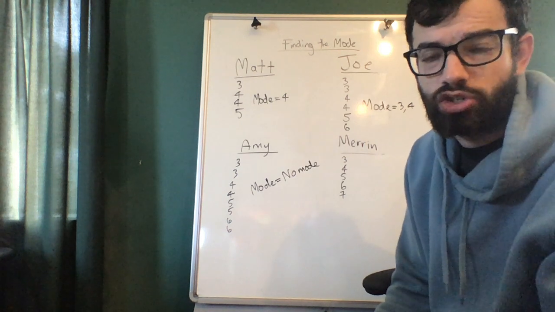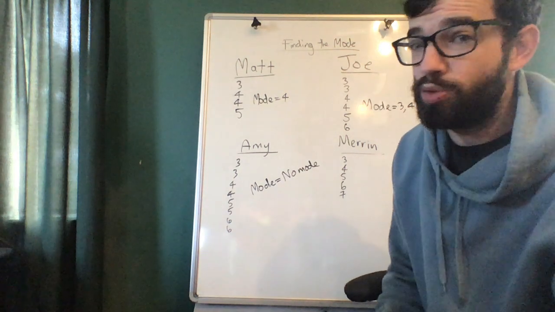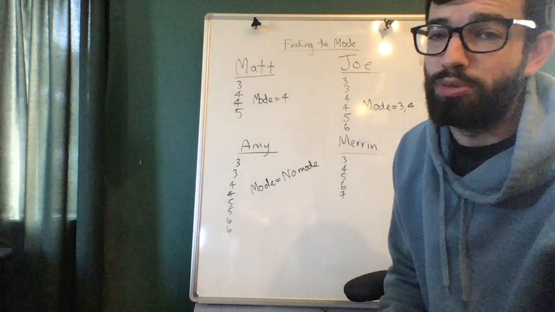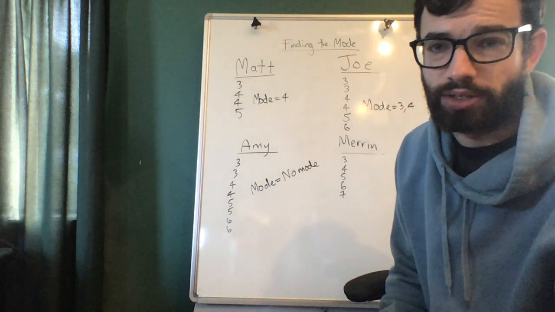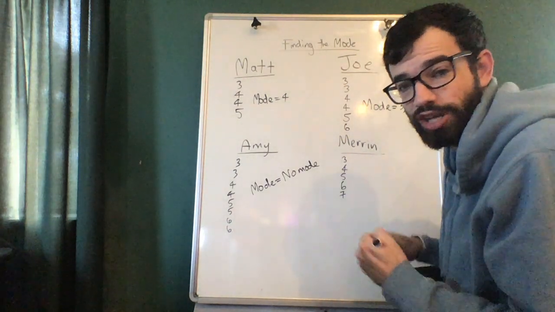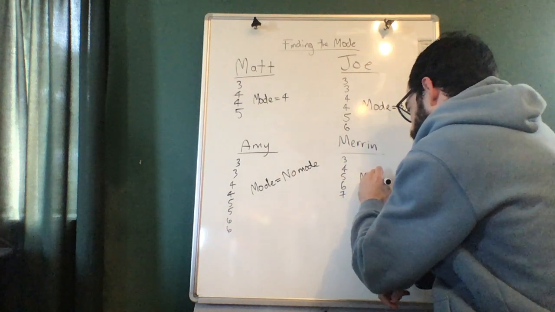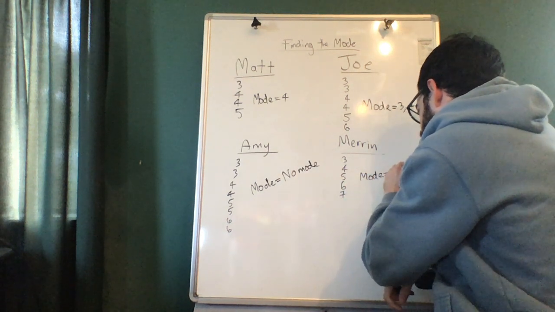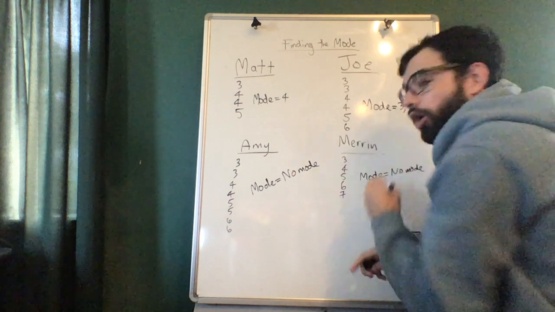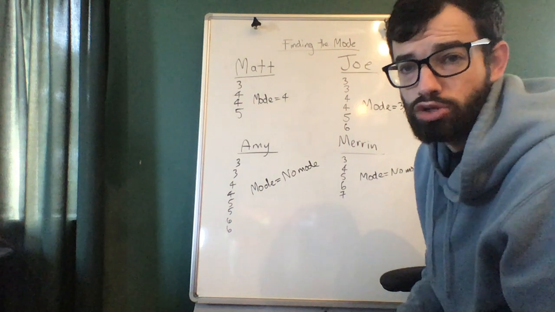So the trick to remember is if there are 2 common numbers, yes, you can have a mode. If it's more than that, then you probably don't want to try recording a mode because it's not going to be very accurate. And lastly, let's move on to Mirren. Well, in her case, she has no common numbers at all. They're all unique. So the mode equals no mode. Those are 4 different scenarios with the mode.